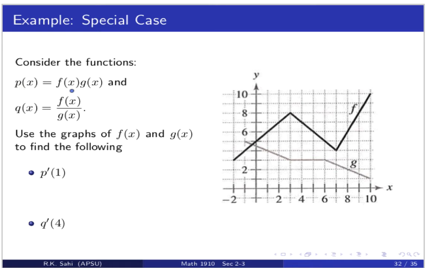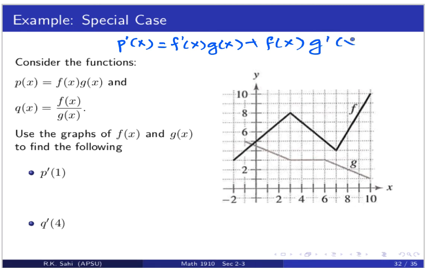You have p of x, the product of two functions. We just learned the product and quotient rules. So what is p prime of x going to be? It's going to be f prime of x times g of x, plus f of x times g prime of x. Remember that. When I want to find p prime of 1, wherever your x is, put 1 there. So it's going to be f prime of 1 times g of 1, plus f of 1 times g prime of 1.